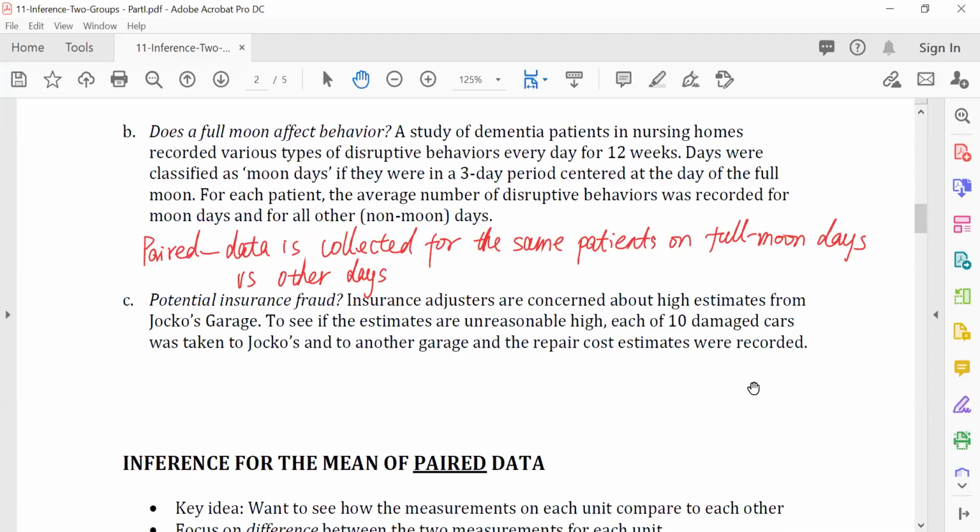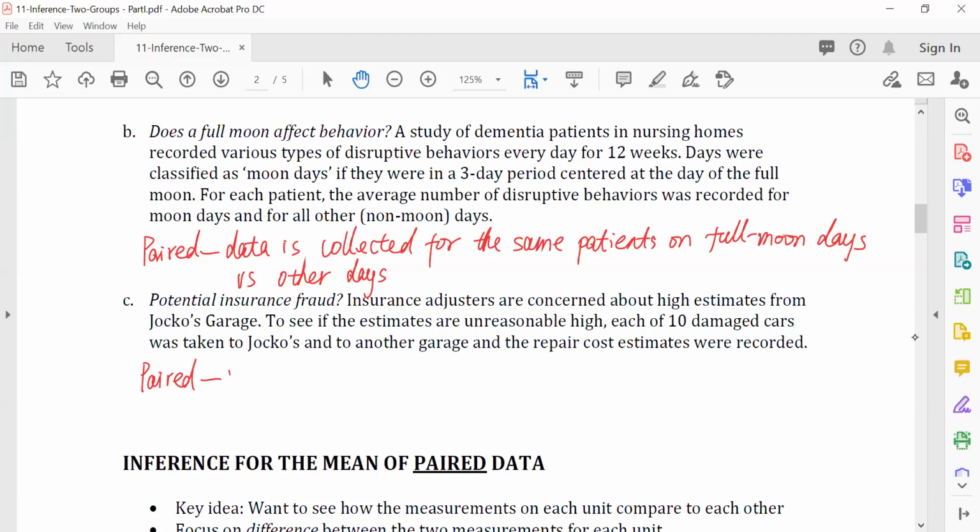The next example, potential insurance fraud. This is again a paired data because you are estimating the same car from Jekyll's garage and another garage. So you are having the same car, but estimated at two different garages. This is the same cars, I'm sorry, the same cars from two different measurements.